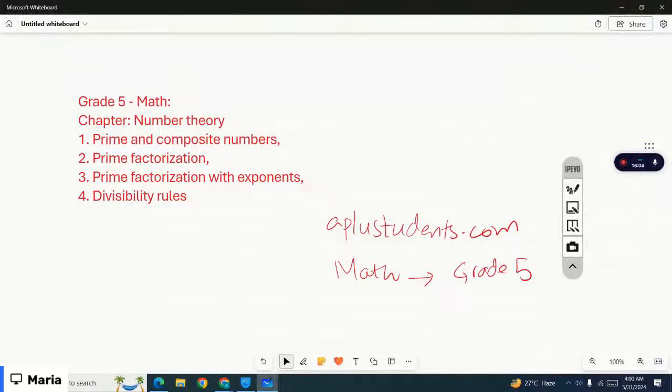We're going to start with chapter number 3. The lessons we're going to cover today are prime and composite numbers, prime factorization with exponents, and divisibility rules. So please make sure you have your notebook and pencil so that you can note down the important examples and definitions as well.